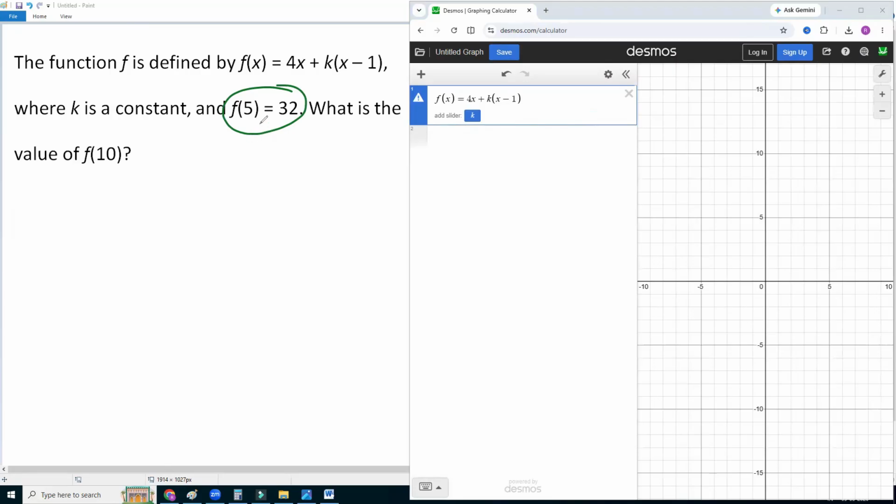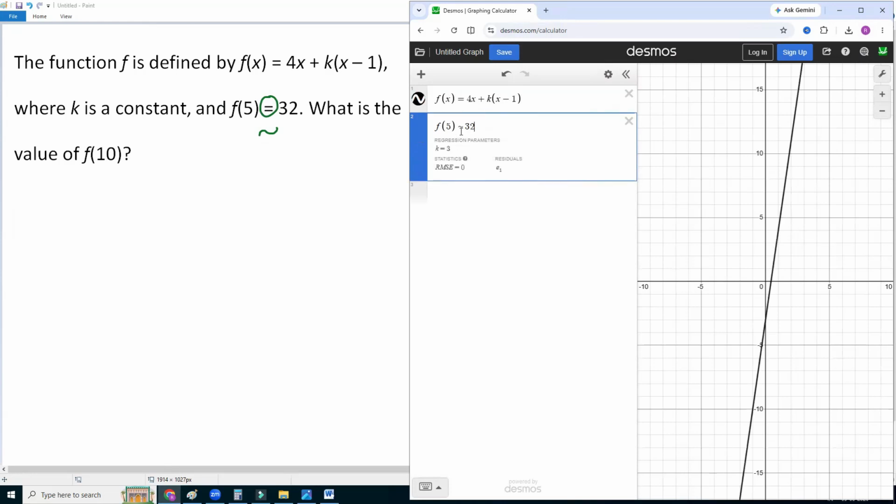When I take this one as input in Desmos, for the equal sign, I have to use tilde. Okay, let me do it. That is f(5). Instead of the equal sign, we have to use tilde 32. Here, I got the value of the constant k in Desmos, that is k = 3.